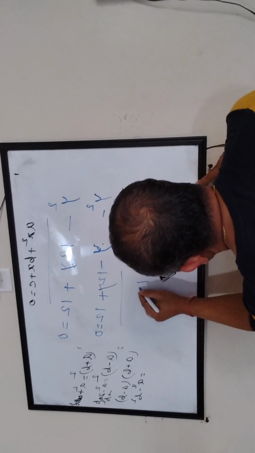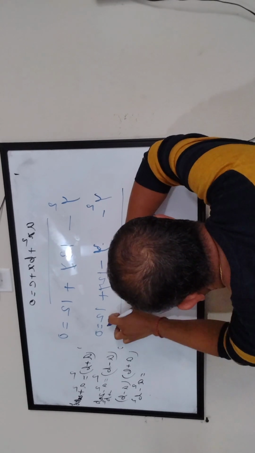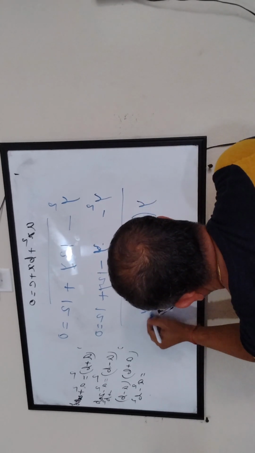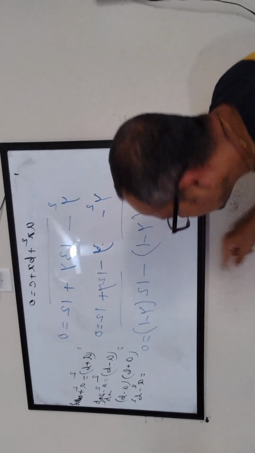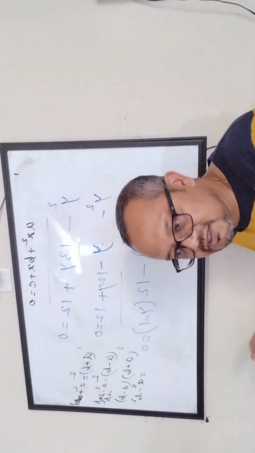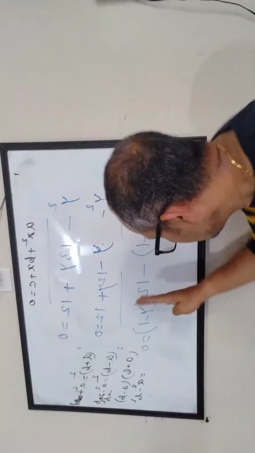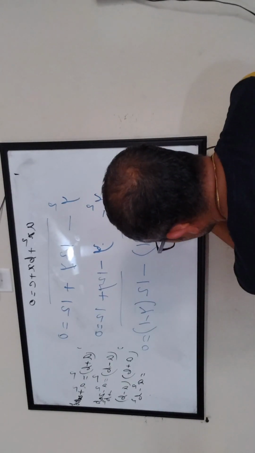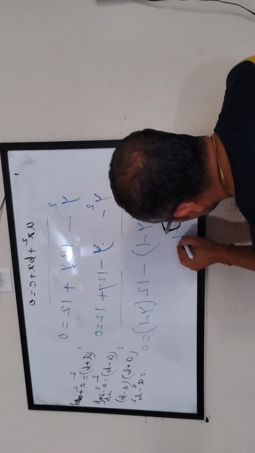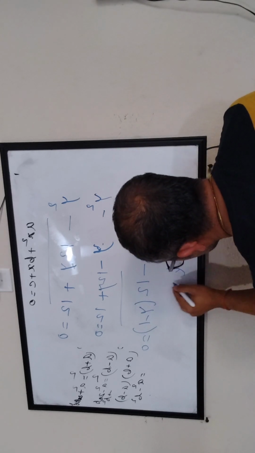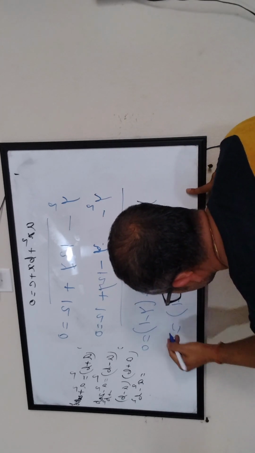Here I will take minus 12 common because 12 is here as well as here. This becomes y minus 1. See? It just got mixed up. Now you have y minus 1 common and here y minus 12. So it becomes y minus 12 multiplied by y minus 1 equals 0.